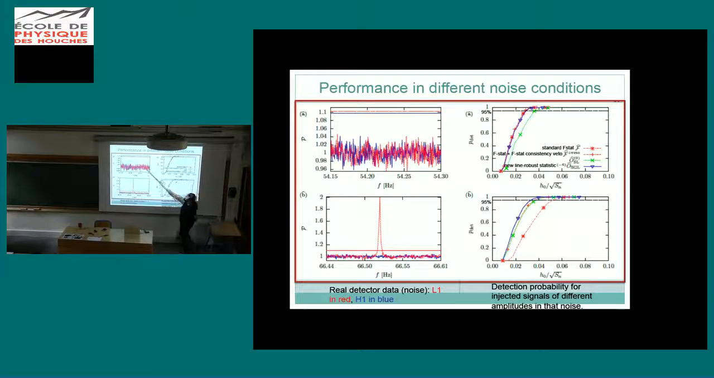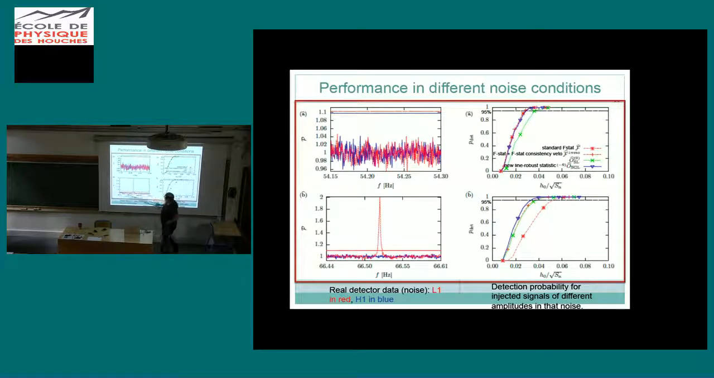And you can see here that in fairly behaved noise, the robust statistic that we have developed has a performance that is comparable to the standard statistic. And this is what we want. We don't want something that performs well when there is a line, but then when the noise is okay, actually degrades the performance. Obvious, but to be checked.